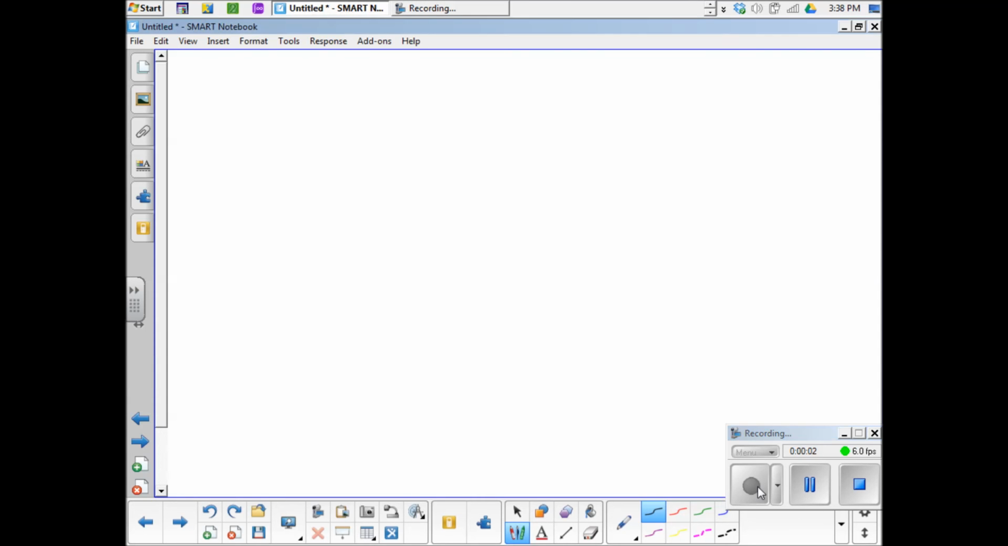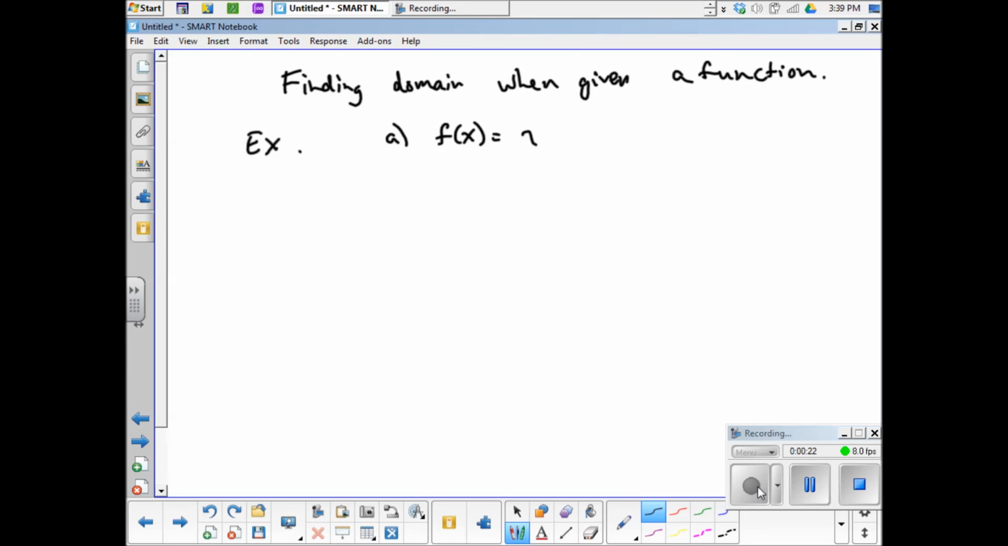Okay, how do you find the domain given the function? If you're trying to find the domain, you're given a function. Let's say you're given f of x equals x squared plus 2x. This has basically the graph of a parabola. Okay, you probably remember that. So a couple observations. This is a parabola, and a parabola has domain all real numbers.